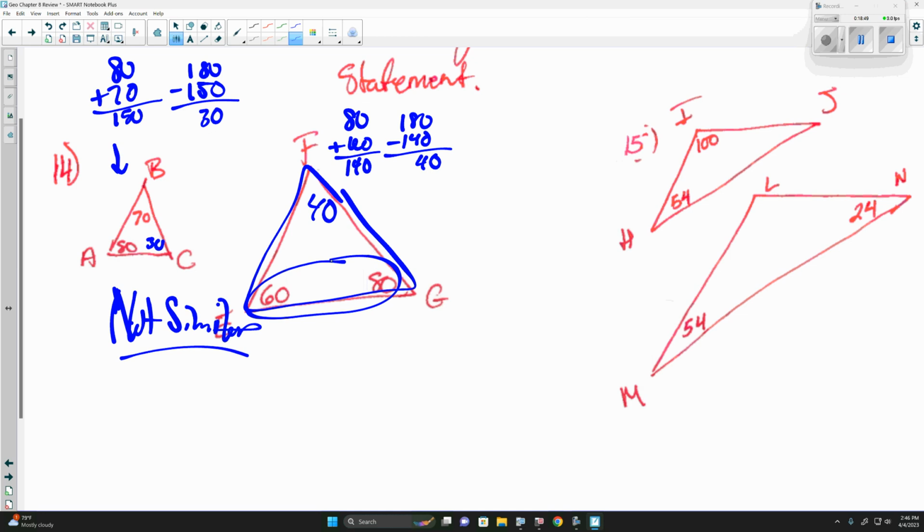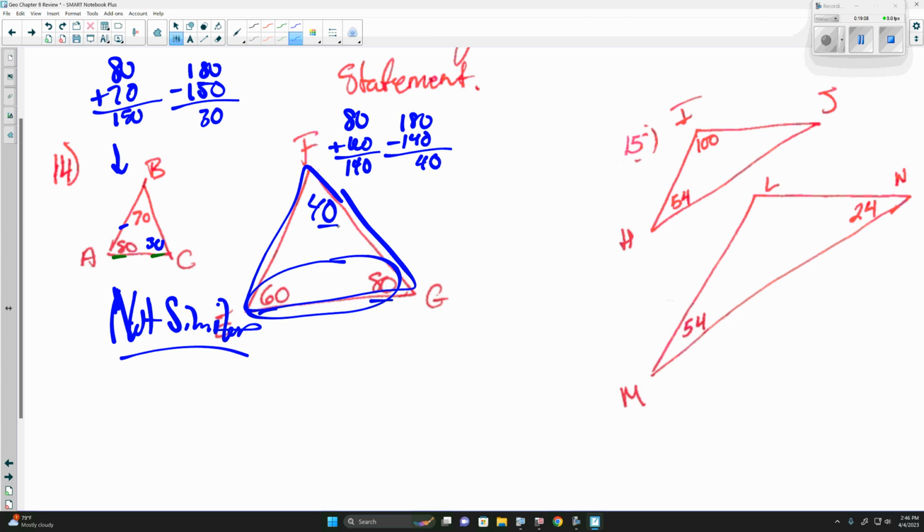Why is it not similar? Because we have 80, 70, and 30. Here we have 60, 80, and 40. Did you hear her? So we need at least 2 angles to prove it similar by angle, angle. Since we only have 1, we can't say it's true.